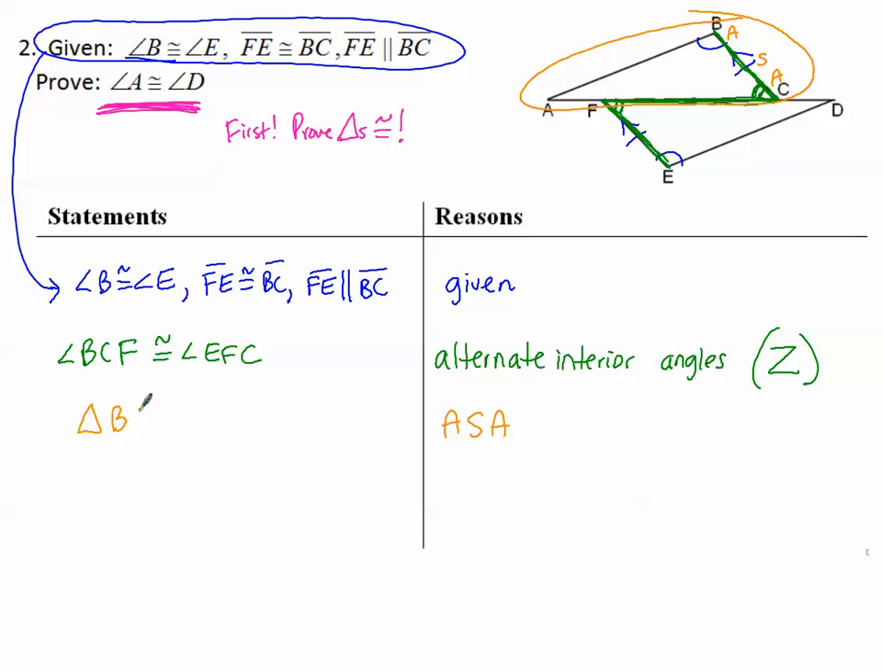Triangle BCA is congruent to triangle, let's make sure we match them up. Single slash, double slash, single slash, double slash goes EFD. Now that I've said the triangles are congruent, I can say these parts. What I want to prove is angle A is congruent to angle D. Are those in corresponding positions? They sure are. Same places. So since they're in corresponding positions, corresponding parts of congruent triangles are congruent.